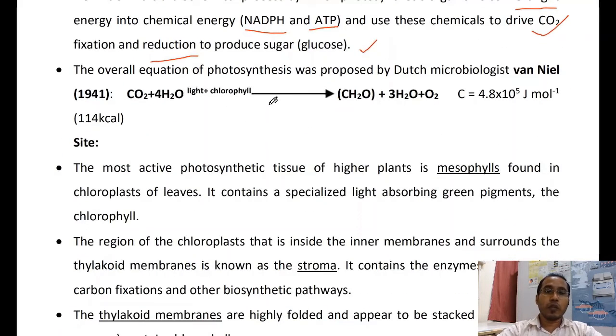The overall equation has been given earlier. CO2 plus 4H2O, with the help of light and chlorophyll. Chlorophyll is the center of this particular photosynthesis, where we can see (CH2O) plus 3H2O plus O2. You may ask, sir, how is it possible that you have given (CH2O) here? This is the preliminary formula from which the glucose molecule is prepared. Okay, you have to understand this.